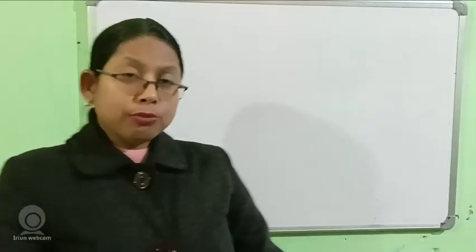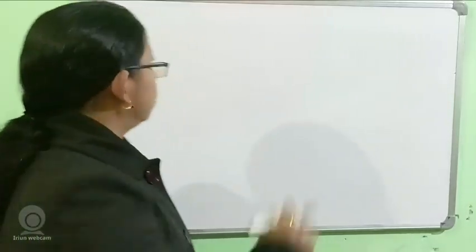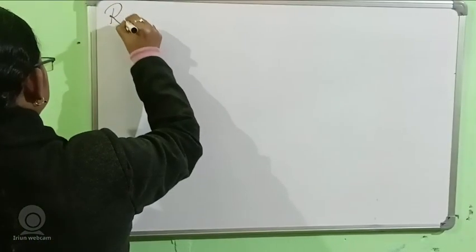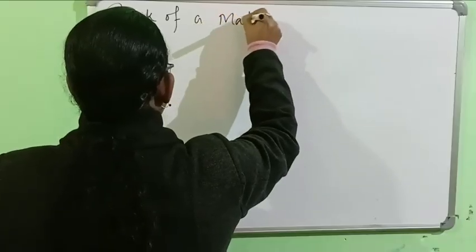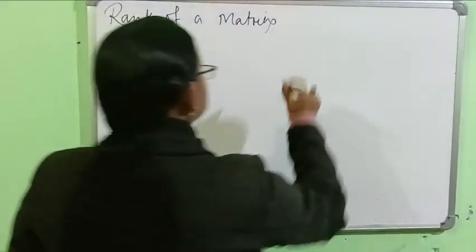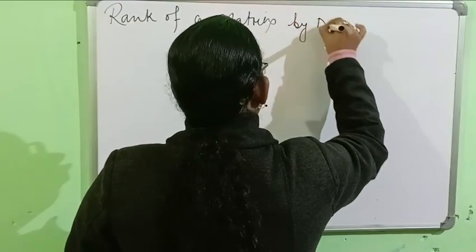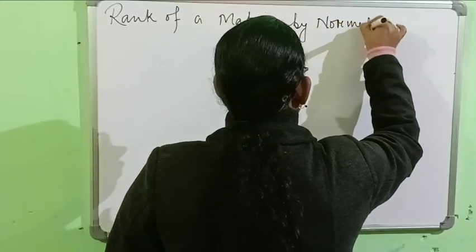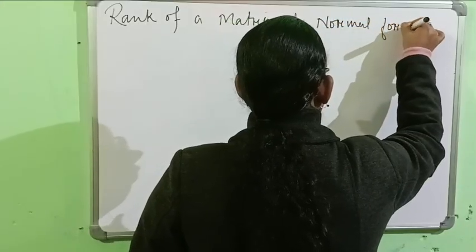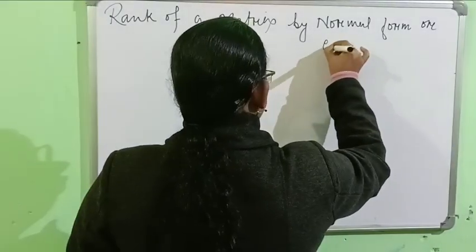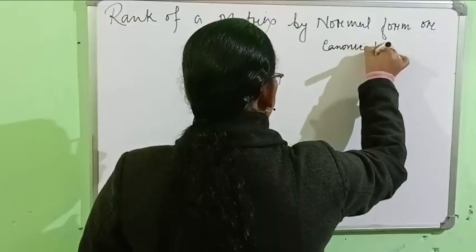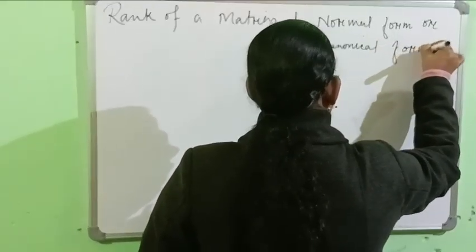Today we are going to discuss the rank of a matrix by normal form. Normal form is also known as canonical form.